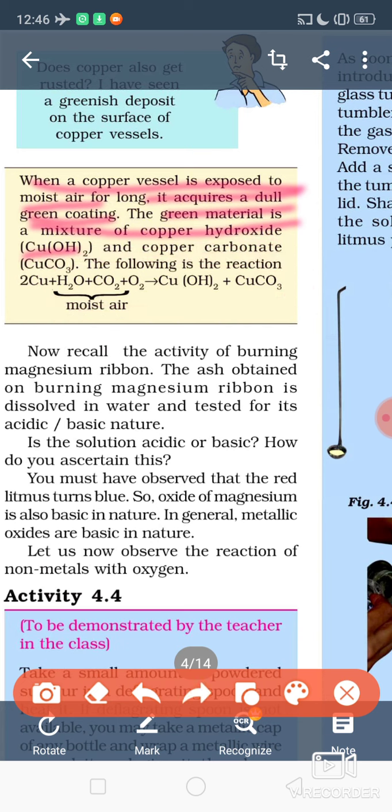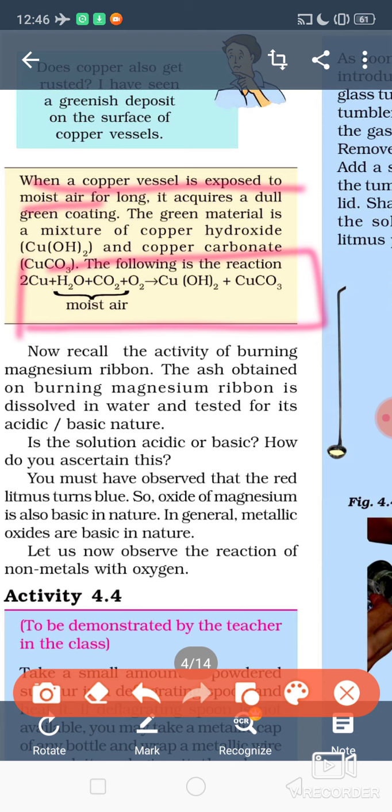So Cu means what? Copper. Copper is coming in contact with H2O, that is water vapor present in the air. CO2 is also there in the air, CO2 means carbon dioxide, and oxygen is also there in the air. So overall what reaction are you getting? Cu(OH)2, that is copper hydroxide, and copper carbonate. So this is the reaction. This is a very important reaction. You have to learn it.